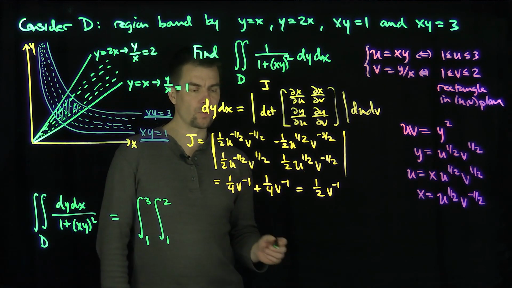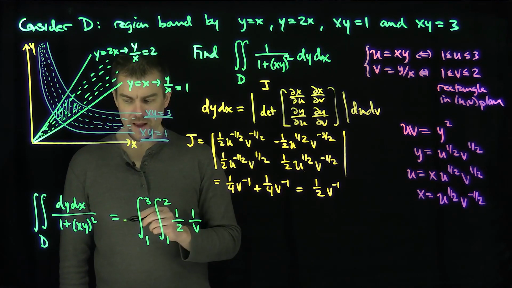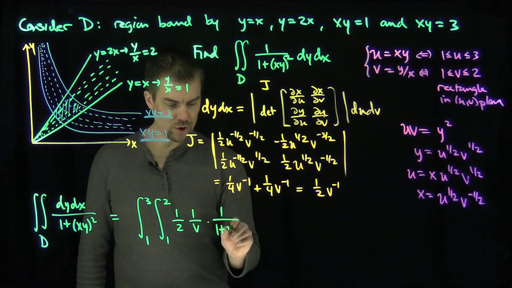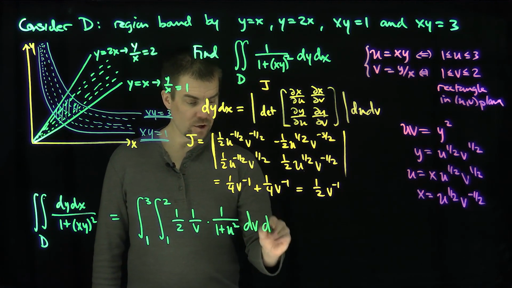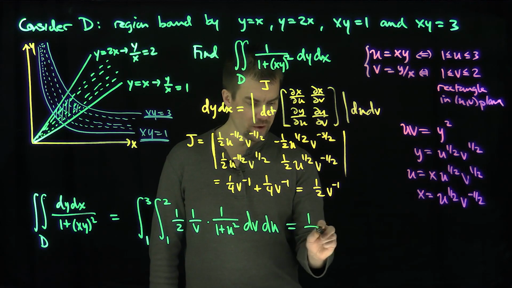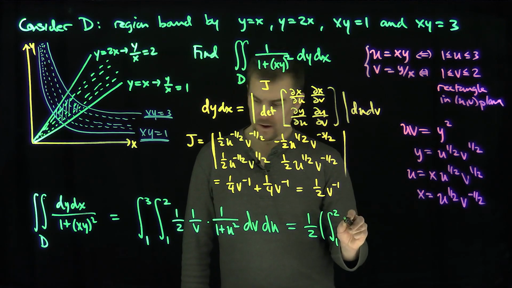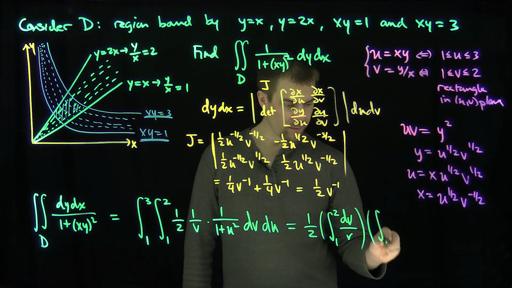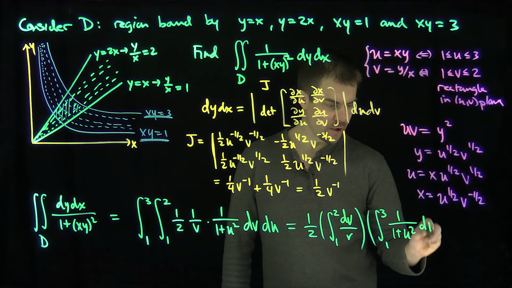And then dx dy turns into a 1/2 1 over v. So I have a 1/2 1 over v. And then this is going to turn into what? I'm going to have a 1 over 1 plus u squared. And then the first limits are my v, so I have a dv du. We can separate this because I have a product of functions of u times functions of v. So this is 1/2 the integral from what to what? v goes from 1 to 2 of just dv over v times the integral from 1 to 3 of 1 over 1 plus u squared du.